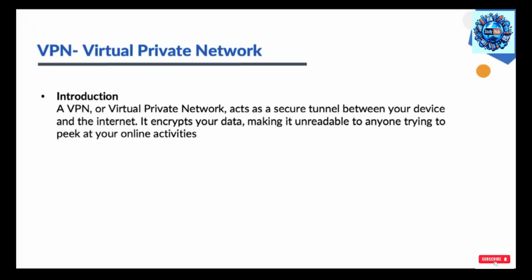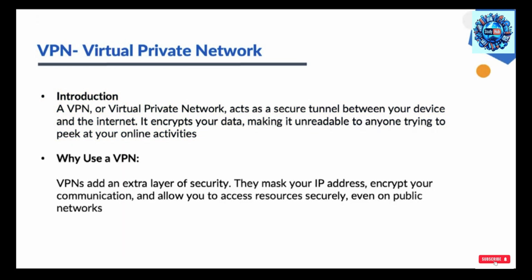Virtual Private Network? A VPN acts as a secure tunnel between your device and the internet. It encrypts your data, making it unreadable to anyone trying to peek at your online activities. Why should we use a VPN? It adds extra security. They mask your IP address, encrypt your communication, and allow you to access resources securely even on public networks. This encryption is typically achieved through protocols like OpenVPN, providing a secure channel for data transmission over the internet.